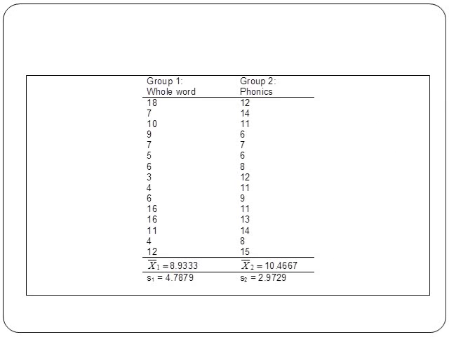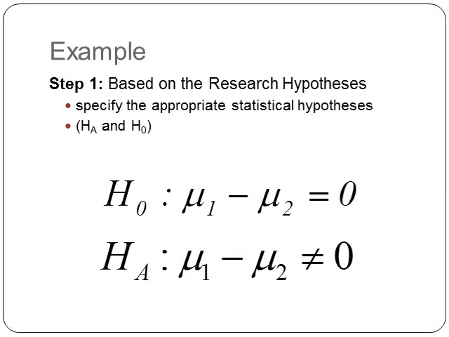So here's the data that we've collected, along with the mean and standard deviation for each group. Group 1, whole word method. Group 2, phonics. Raw score data, the means of around 9 for group 1 and 10.5 for group 2, along with their associated standard deviations.